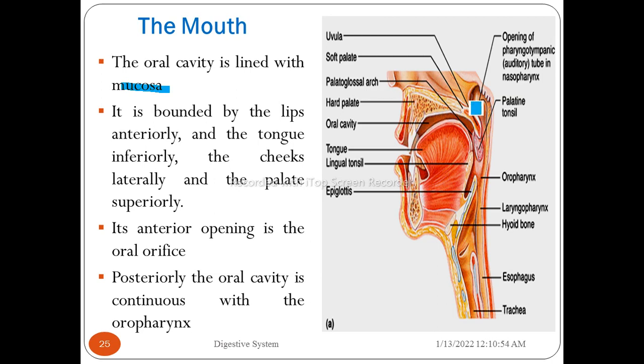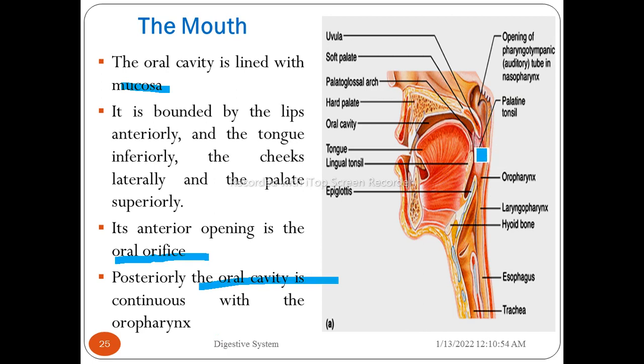So this is the palate. This one is the hard palate, this is the soft palate. The palate bounds the oral cavity superiorly, and its anterior opening is the oral orifice. This is the oral orifice. Posteriorly, the oral cavity is continuous with the oropharynx. So this is the oral cavity.